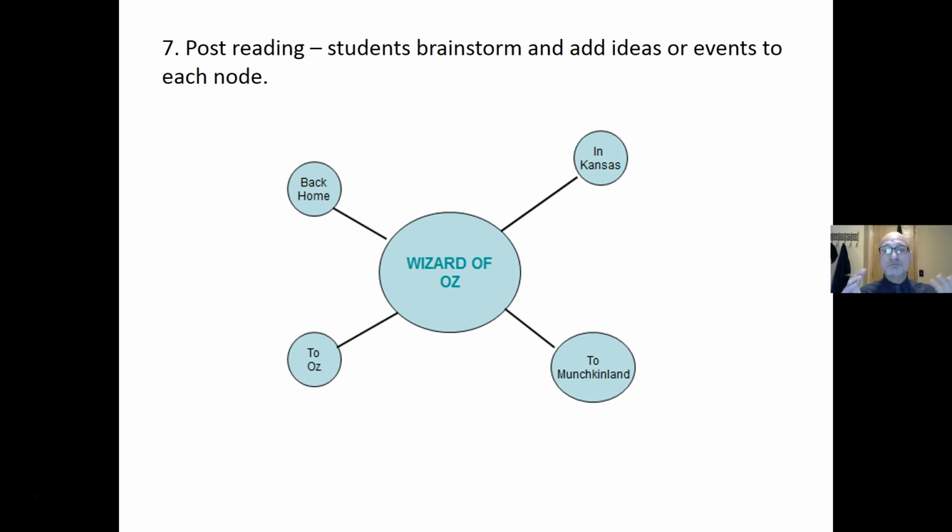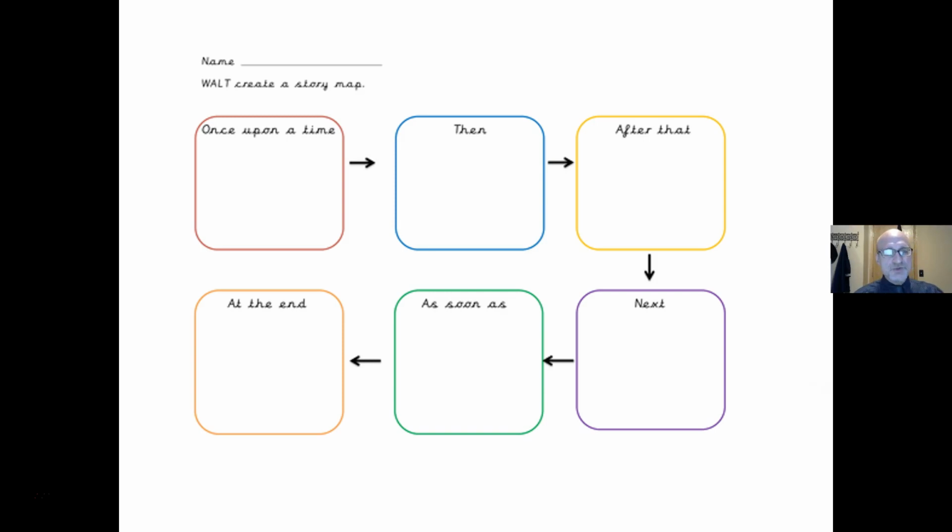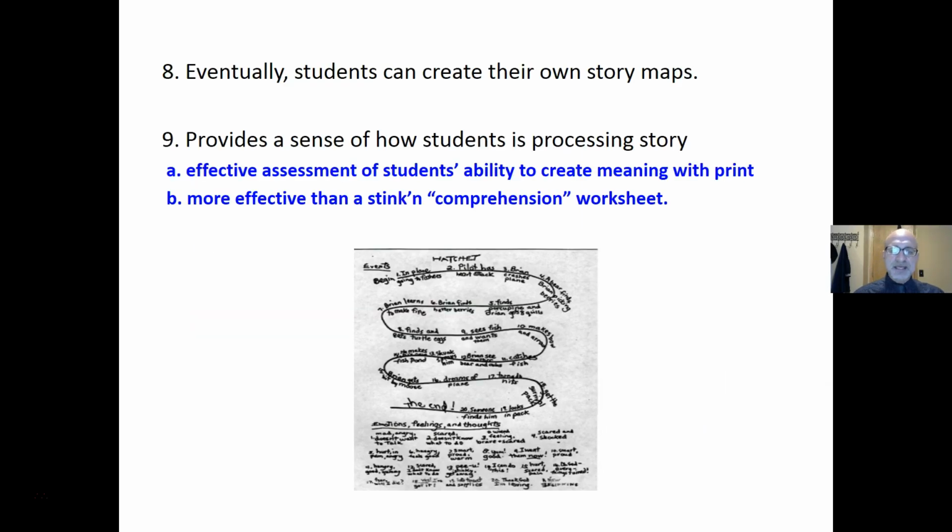So they have a structure before they read, and they know that they're going to add ideas to each node as a post-reading activity. You can provide a template like this as well for students to use as a post-reading activity. Eventually, students can create their own story maps. That's where we want to get to.